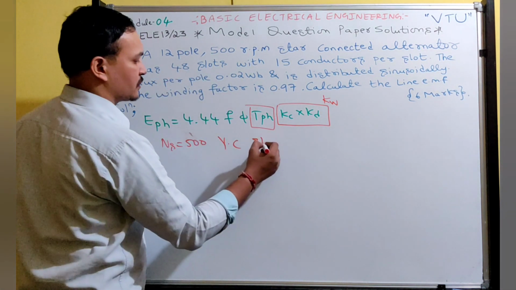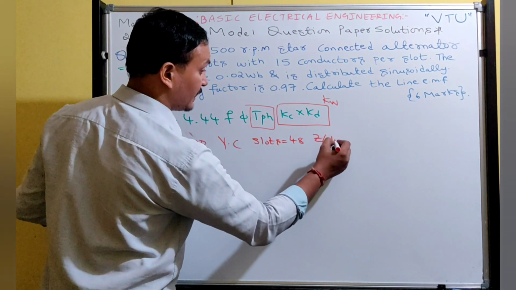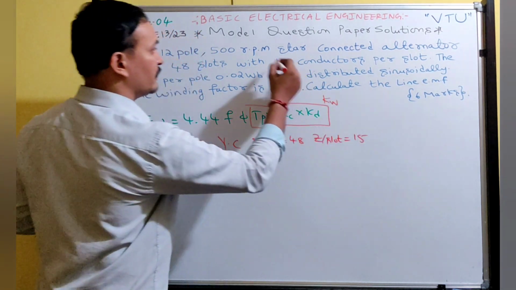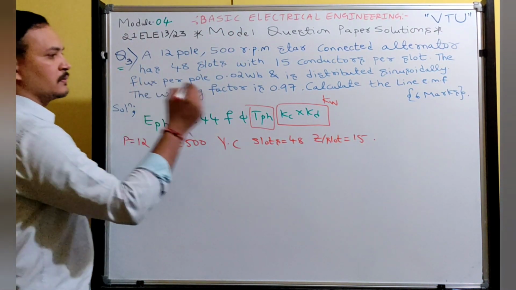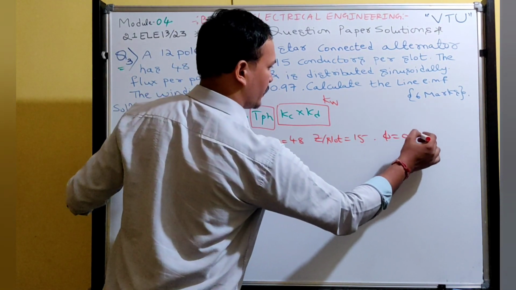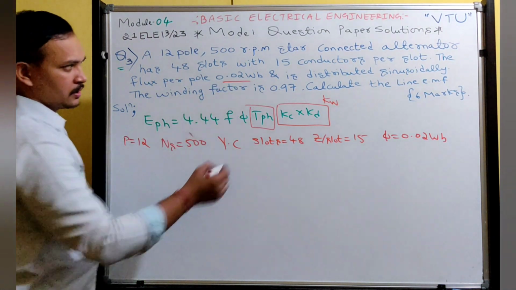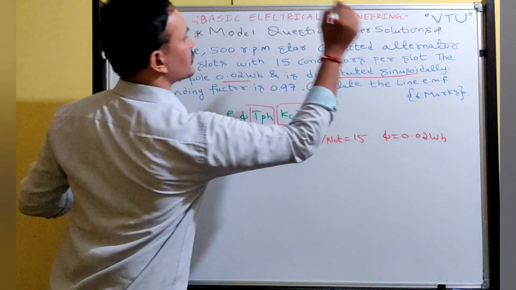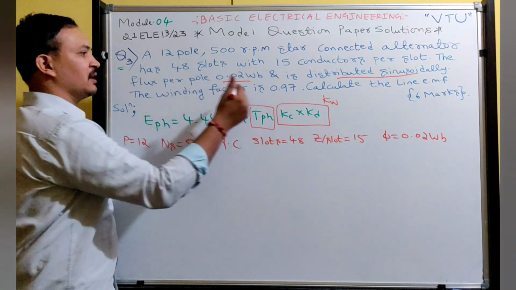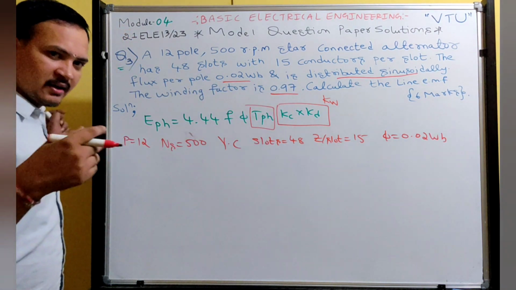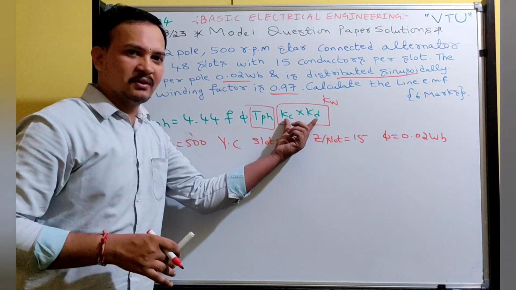It has 48 slots. How many slots in the machine? 48. In one slot, how many conductors are there? There are 15 conductors in one slot. These are the data given. And they gave another data: flux per pole is 0.02 Weber. The EMF is distributed sinusoidally, which means you must find KD. And they also gave the winding factor as 0.97. Whenever they give the winding factor, KC and KD together is called KW. This value they gave directly.